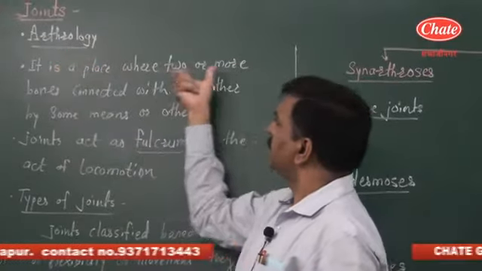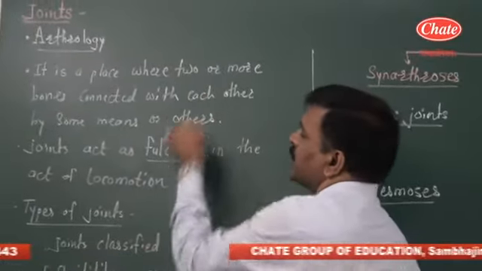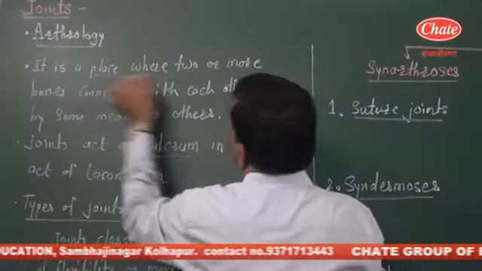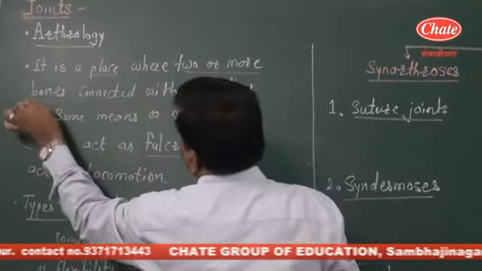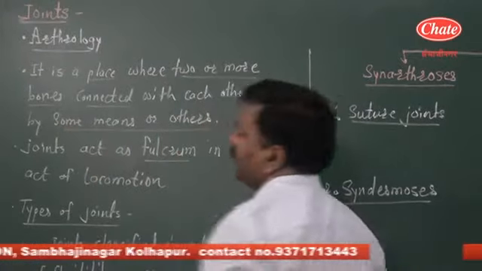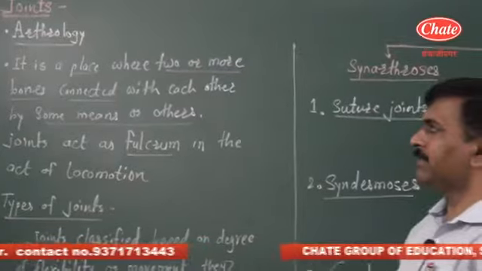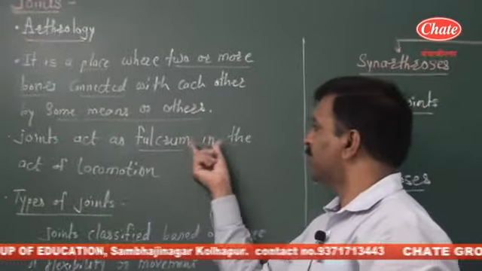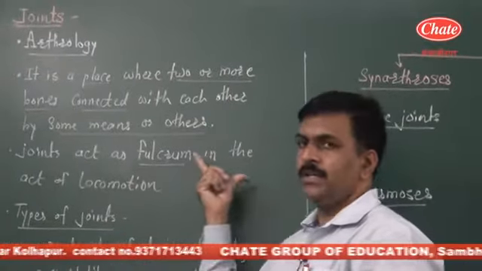Now, what is a joint? A joint is a place where two or more bones are connected with each other by some means or other. In simple words, this is the definition of a joint. In the act of locomotion, joints act as a fulcrum.